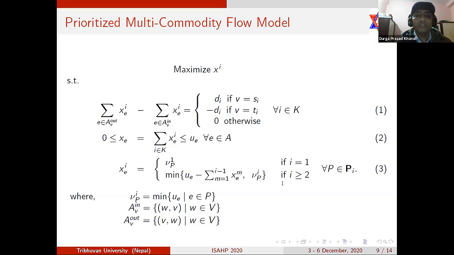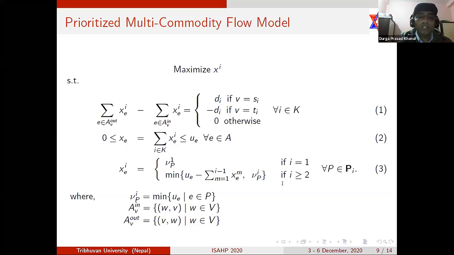And at intermediate nodes, whatever flow comes in goes out. That's why it becomes 0. That is called flow conservation. The second equation is the capacity constraint, which means that the total flow in each arc is bounded by its capacity. And the third equation is about the prioritization of the commodities.